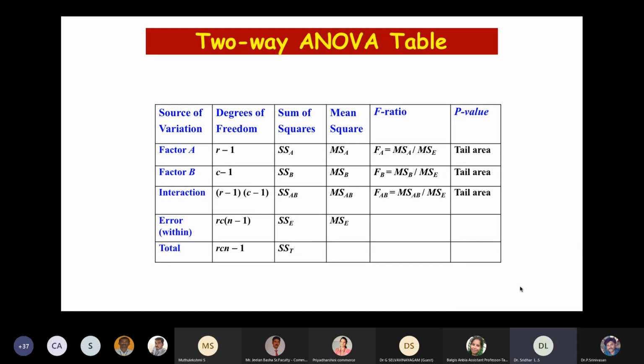There is no difference among the insurance users and the number of times of usage. So that is the second hypothesis. The third hypothesis is the interaction.